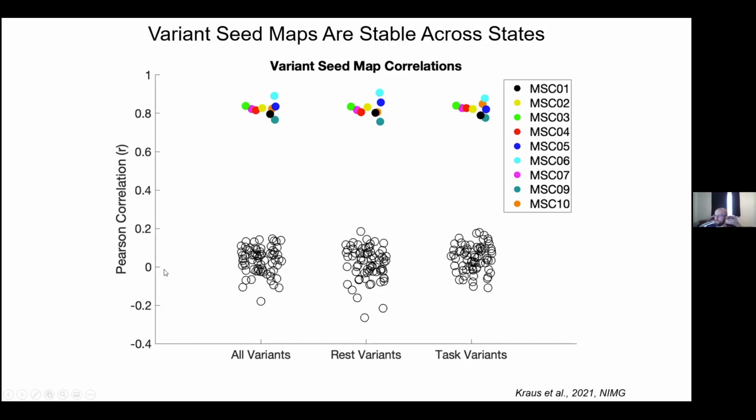And these black dots are what would be expected across subjects. So for instance, how well would those seed maps between MSCO3 and MSCO9 correlate? And it's not very well. It's kind of the mean of 0 for all of them.